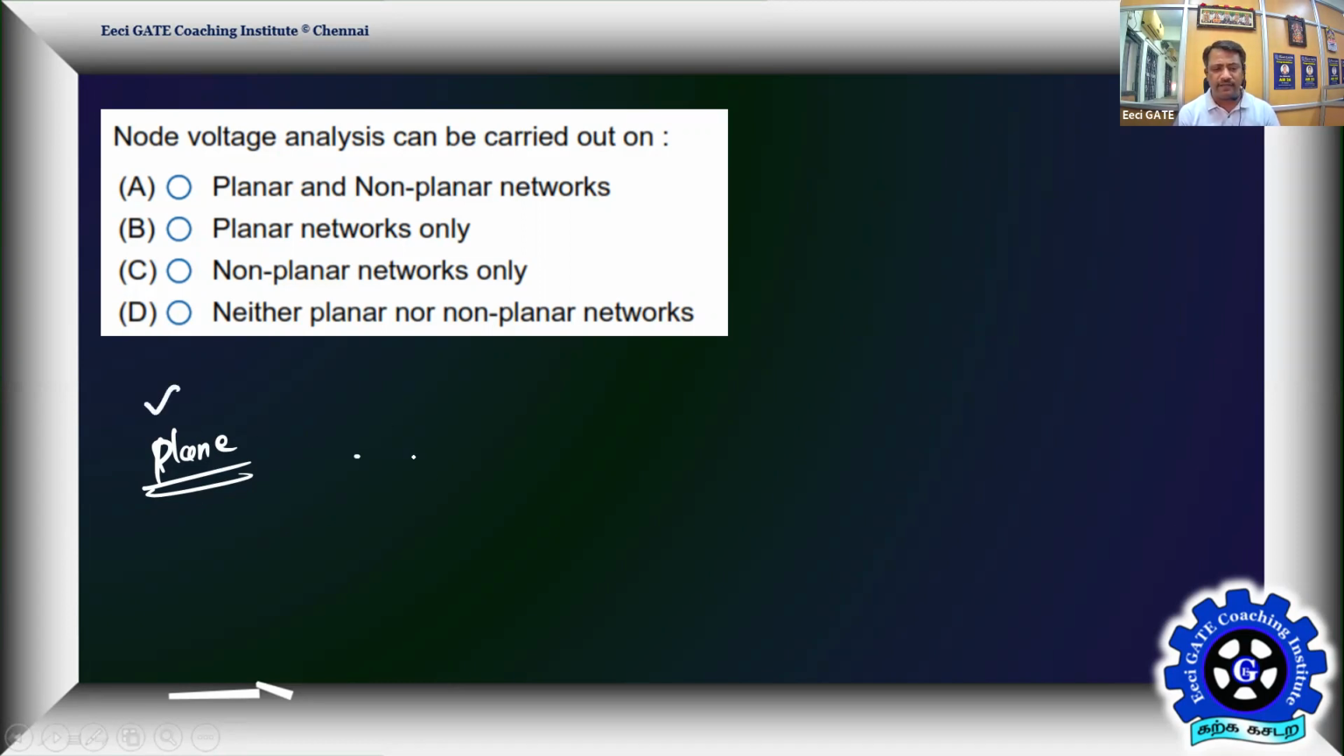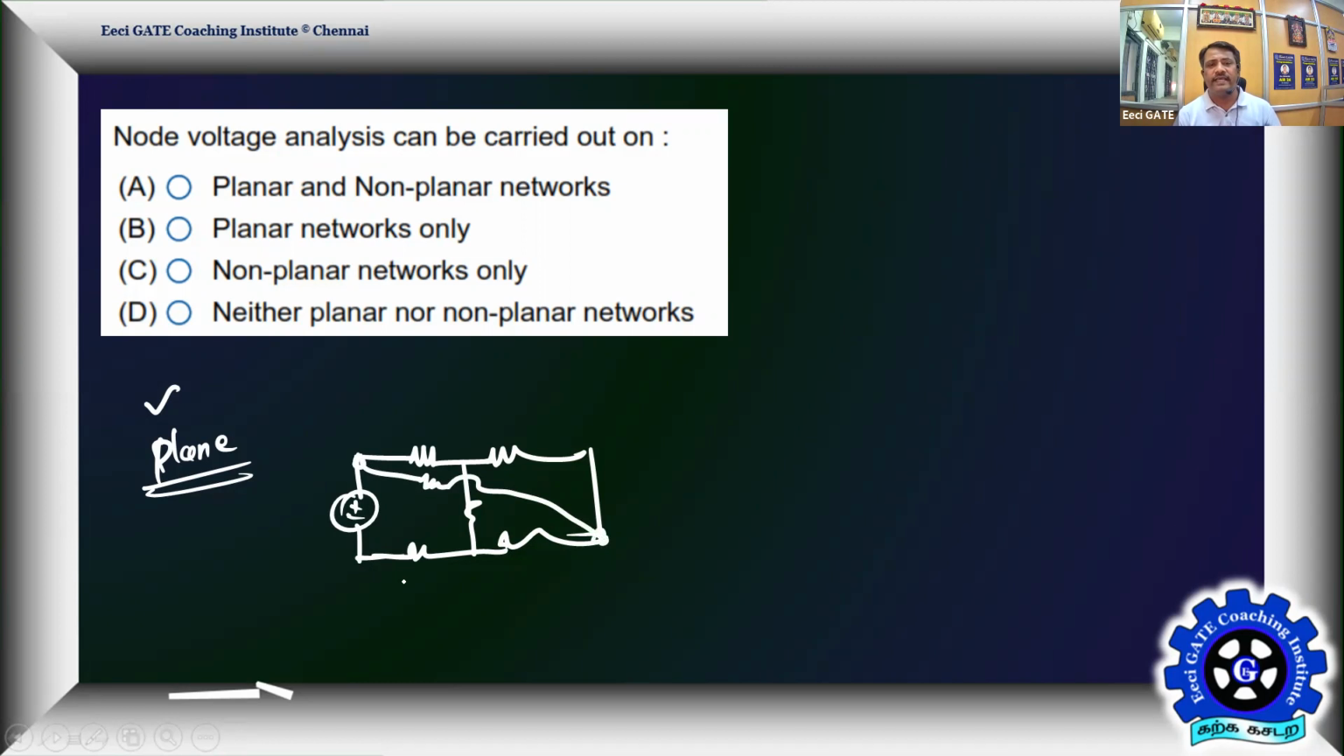For example, if I draw a circuit like this, some circuit I can draw, this is a planar circuit excited by a DC source. Suppose I connect a wire here with a resistance like this also. Then definitely you need a different view. It seems to be non-planar because of this wiring. But we can still make it planar.